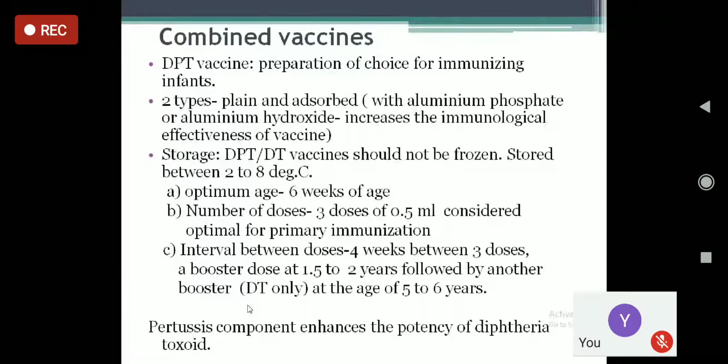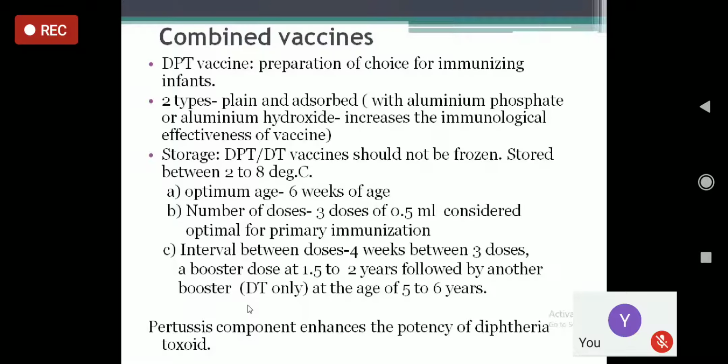So there are two types of DPT vaccines. One is plain and the other is adsorbed, and we prefer the adsorbed one. Adsorbed means there's a slight difference between absorbed and adsorbed. Absorbed means you add some substance to a liquid or solid, and it will be absorbed in that liquid or solid.